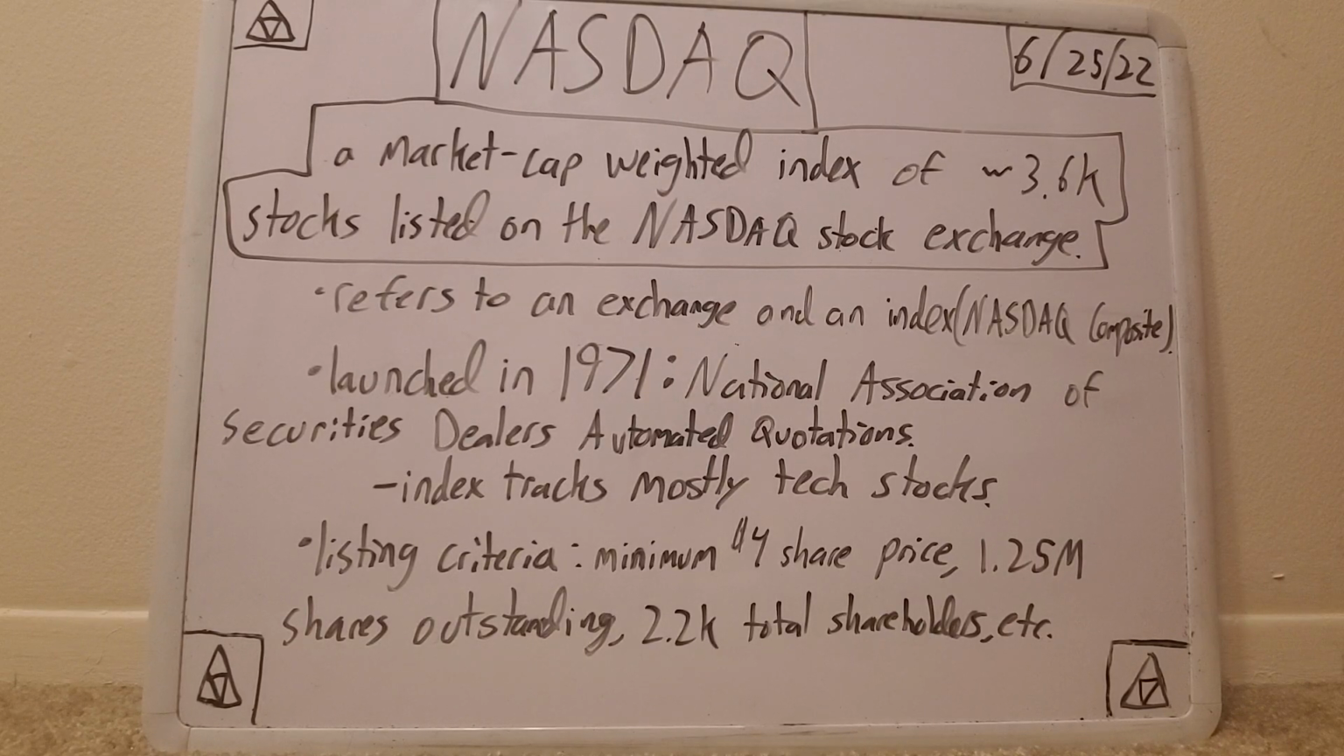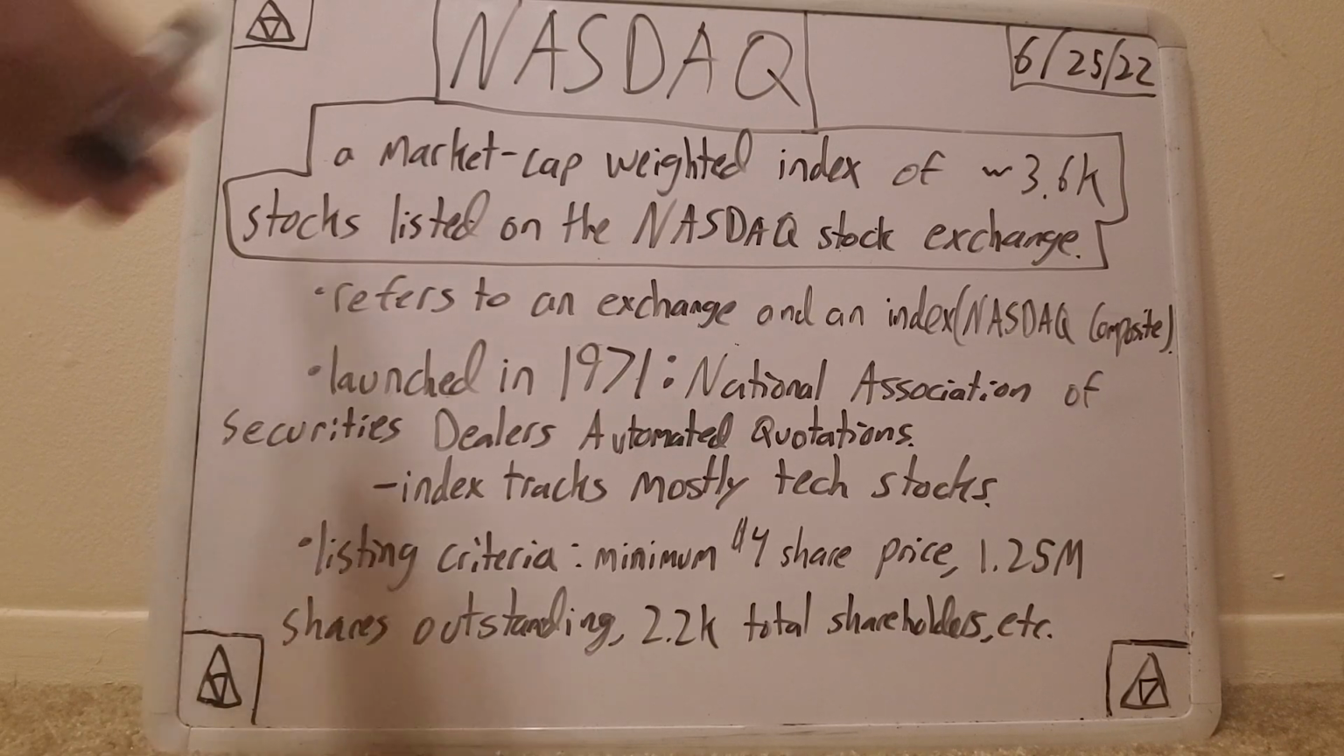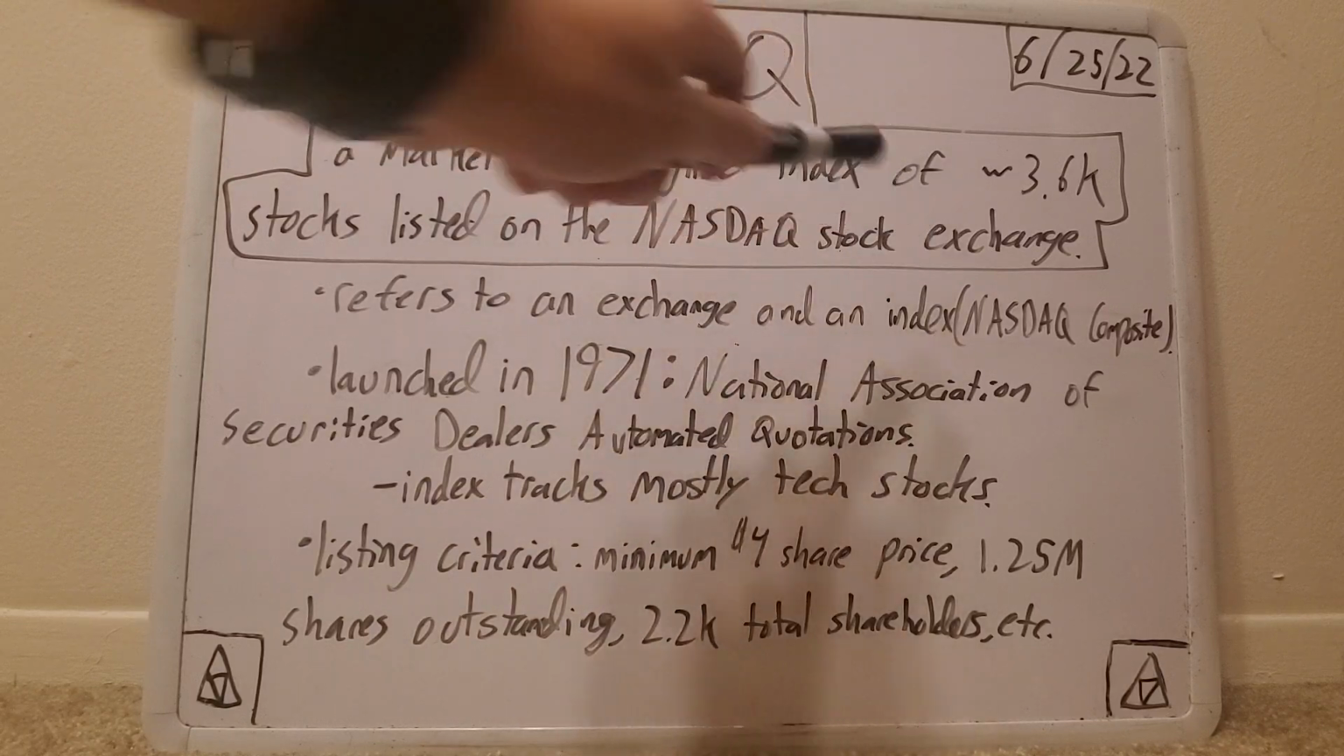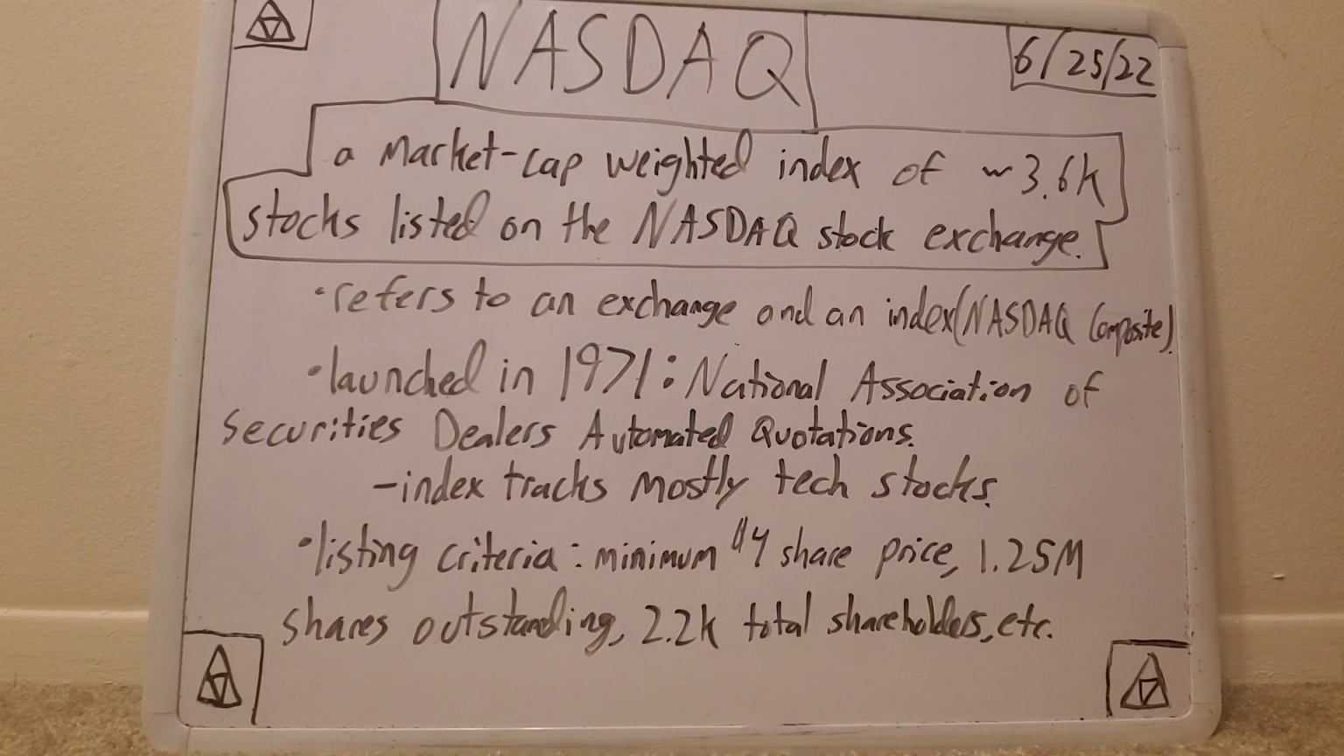So yeah, basically just to wrap up, the main difference between the NASDAQ and the S&P 500 or Dow Jones is the NASDAQ serves as both an index and a stock exchange, whereas the others that I just mentioned are solely indices.